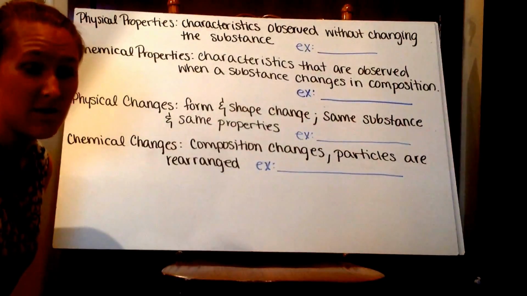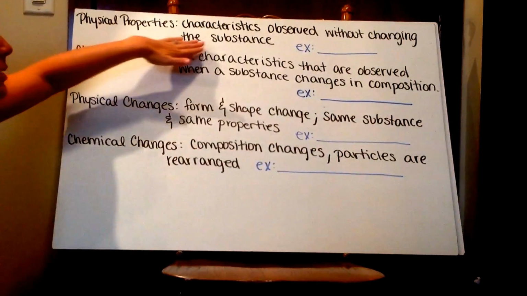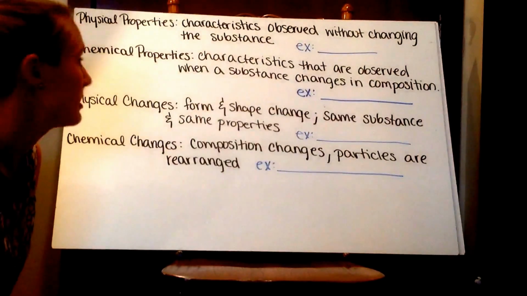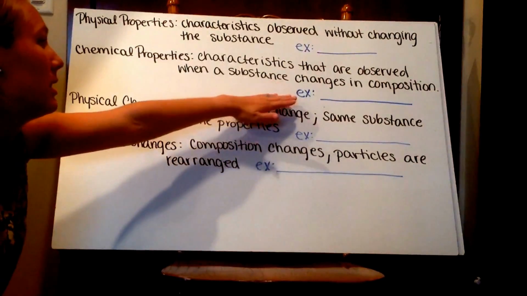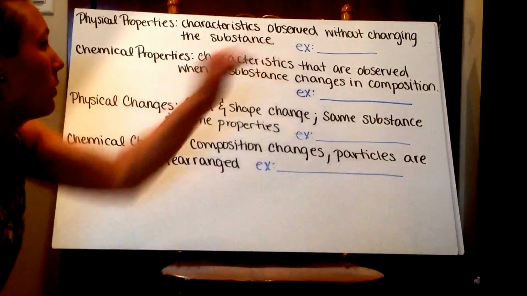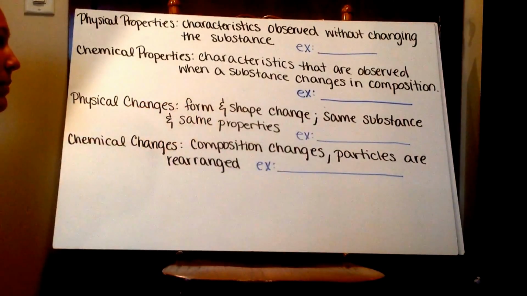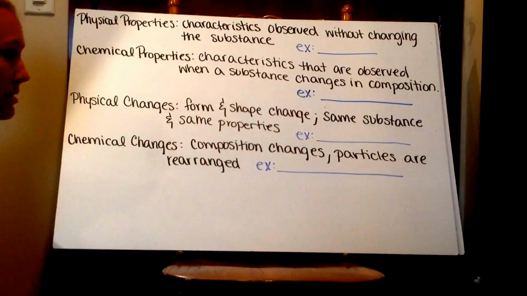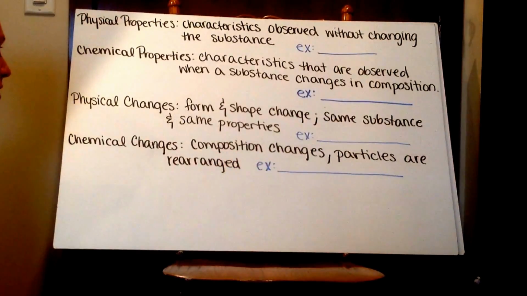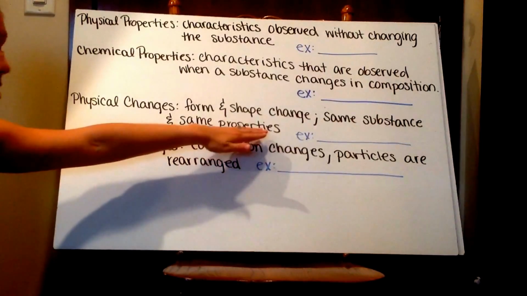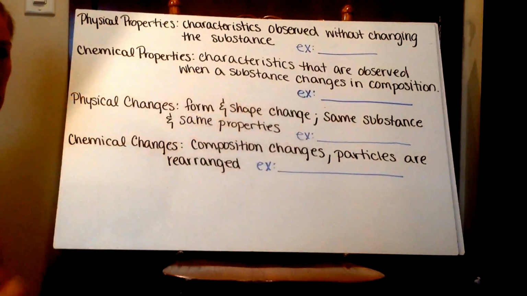So we have different types of matter. They can take different shapes, and we can classify them into different properties. We have physical properties, which are characteristics observed without changing the substance. We have chemical properties, which are characteristics that are observed when the substance changes in composition. With a chemical change we're going to see a change in composition, whereas with a physical change, we're not going to change the substance. In a physical change, the form and shape change, but it's the same substance with the same properties. In a chemical change, the composition changes and the particles are rearranged. So here we're making a new substance. Here we still have the same substance. With a physical property, we're not changing the substance. With a chemical property, we are changing its composition.